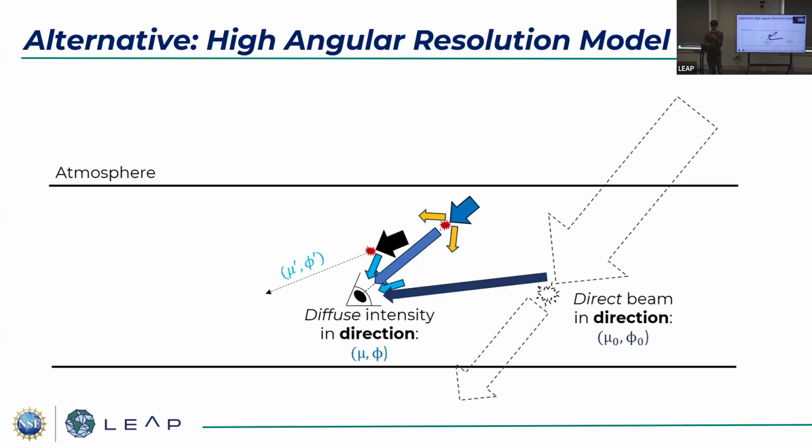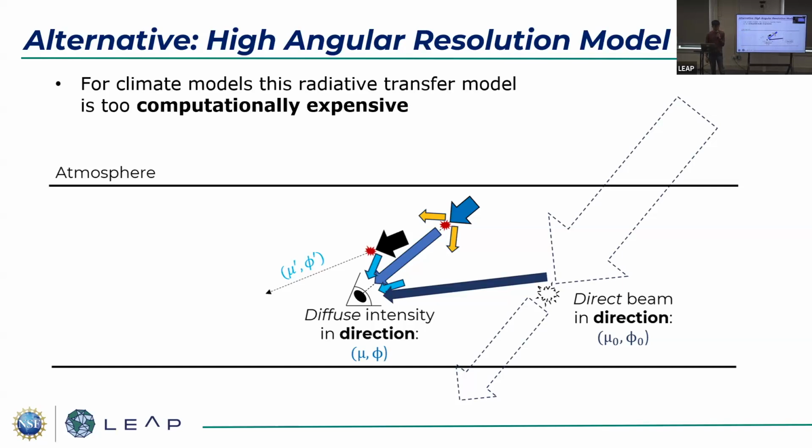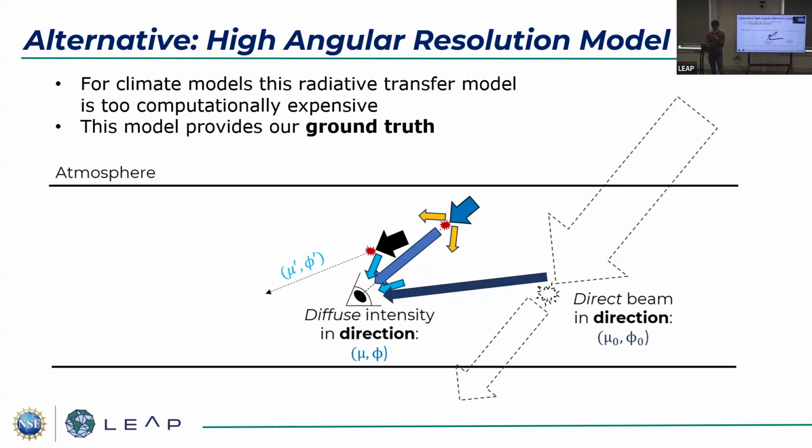An alternative to the two-stream model, just to give you a sense of what is happening, is a high angular resolution model. You can see my diagram over here. You will basically try and resolve the radiative transfer in more than just the upward and downward direction. You'll try and resolve it in multiple angles, like polar and azimuthal angles, and in multiple directions. For climate models, this high angular resolution model is too computationally expensive, hence you use the two-stream. And that's where its parsimony is important.